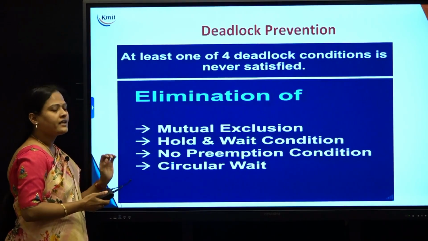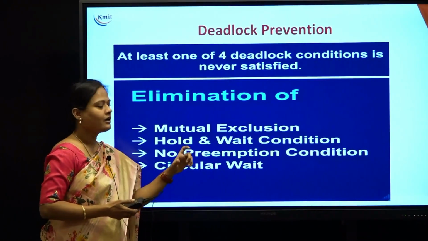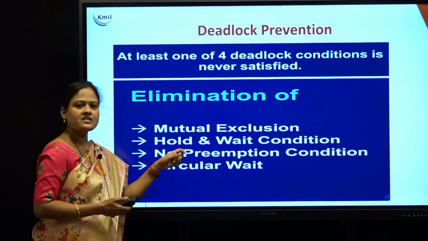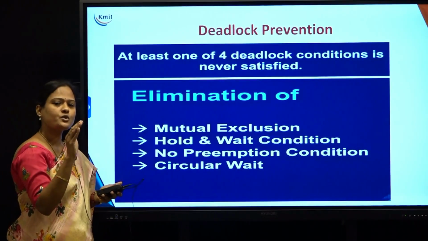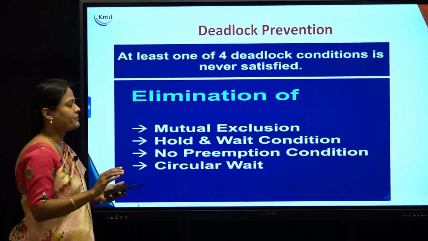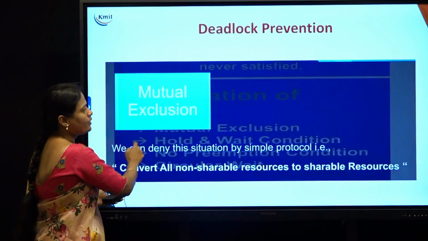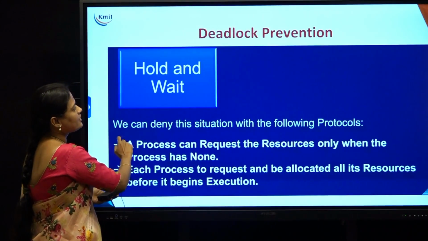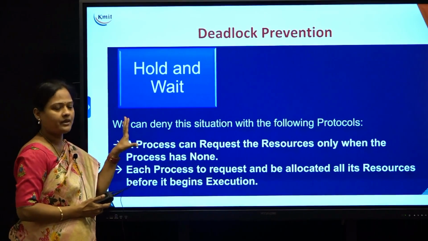When you don't want any mutual exclusion, what are we doing here? We are making all the shareable resources non-shareable resources. Why? Because we want all the processes to use the resource at the same time. But this is not possible in the practical case. So, we move on to the second condition, where we will see whether we can eliminate hold and wait.